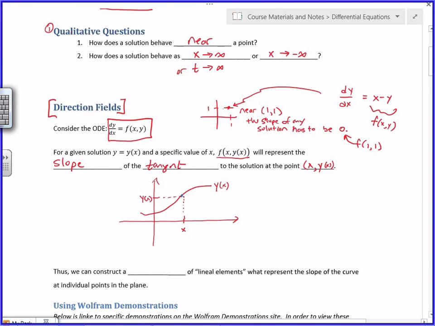So at this point right here, there's a slope, and the slope of this line is f at x comma y of x.